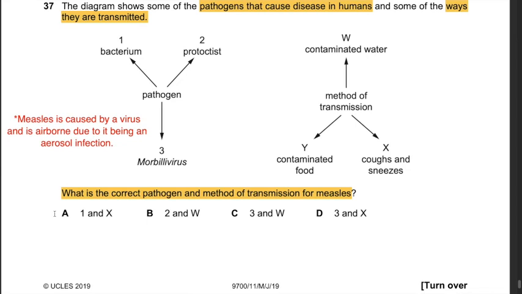Hence, we can rule out answers A and B. Measles is airborne due to it being an aerosol or droplet infection. Therefore, the answer is X, coughs and sneezes. Hence, the answer is D, 3 and X.